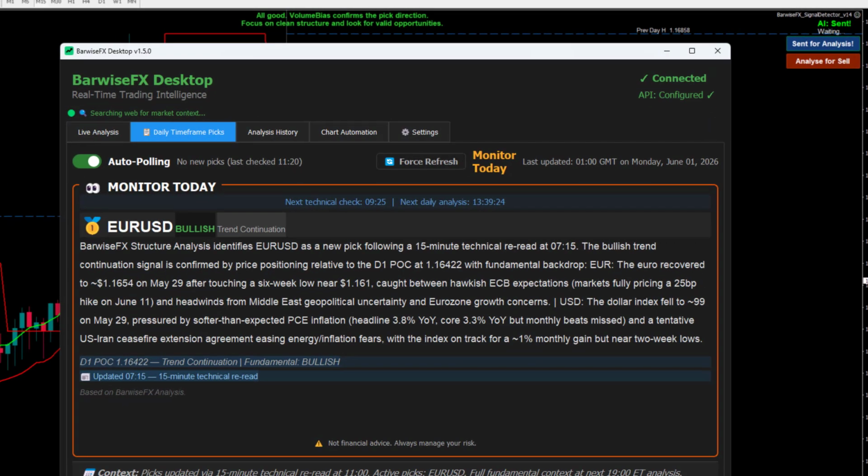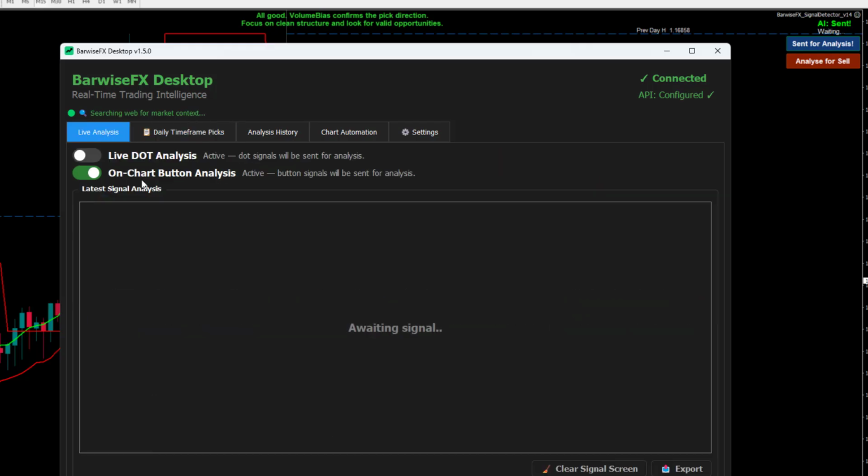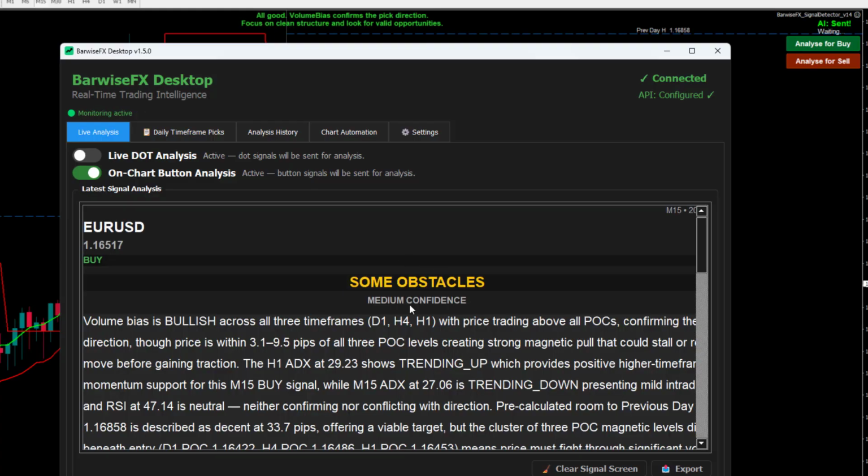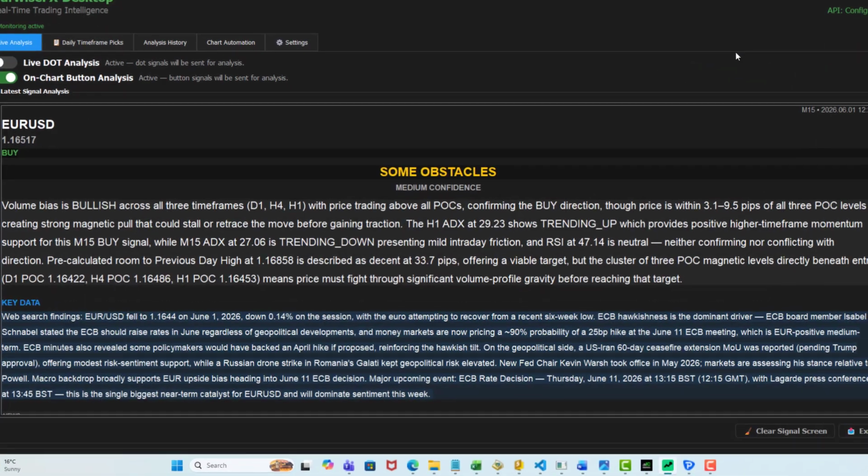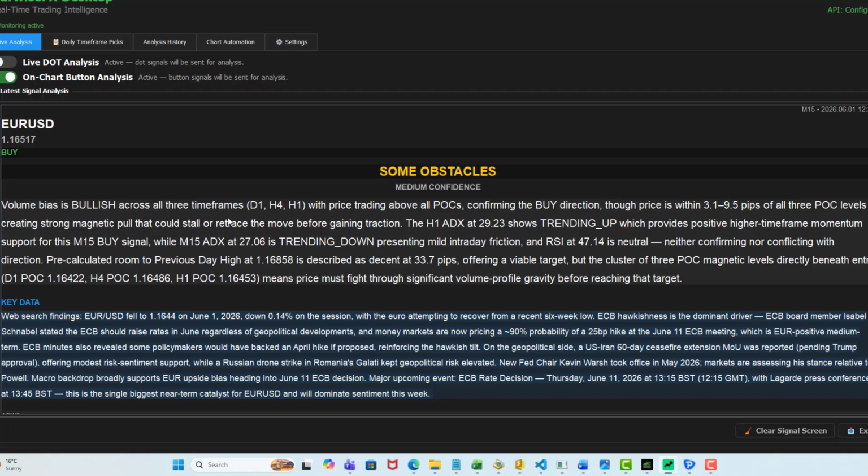And now on the desktop application, if you go to the live analysis tab, you'll see here at the top, it's now busy with the signal. It takes about 10 seconds to give you a verdict based on exactly where you are on the chart when you press the button. Right, so it tells us there are some obstacles. So let's find out what those obstacles are. It tells us the volume bias is bullish across all three timeframes, with price trading above all POCs, confirming the buy direction.